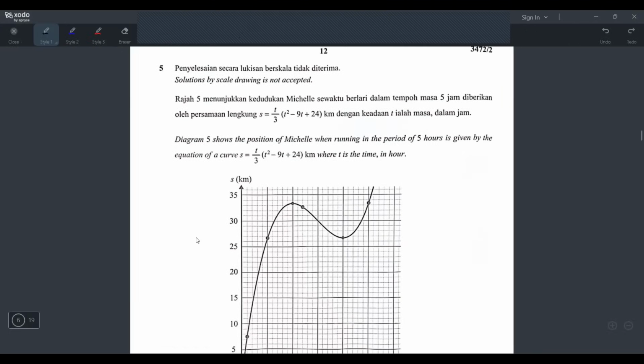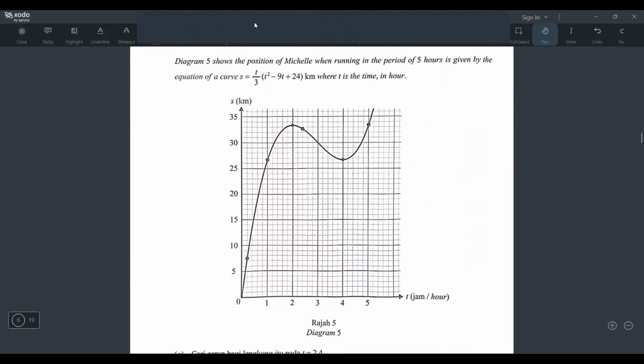All right, number 5. Solution by scale drawing is not accepted. Not important. Let's skip. Okay, diagram 5 shows the position of Michelle when running in the period of 5 hours. Okay, let's check 5 hours. Okay, indeed she runs for 5 hours. And it's given by the equation of curve, this one, right?